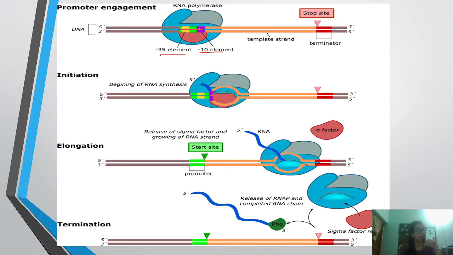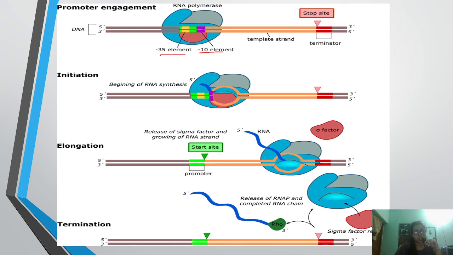Why is the sigma factor released? Because the sigma factor is only needed for the recognition and binding of the RNA polymerase to the promoter sequence and for the initiation of transcription. Once that is done, there is no more need of the sigma factor, so it is released. Then the elongation process takes place, with the release of sigma factor and the growing of the strand.